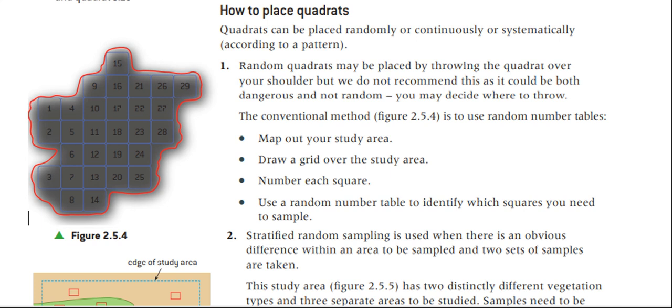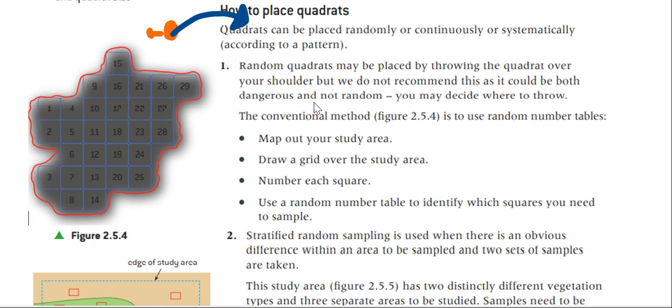Quadrats can be placed by throwing the quadrat over your shoulder, and you don't face towards the direction you're throwing. So for example, I'll explain this particular line. If this is you, and you're facing this side, what you'll do is throw to the opposite side behind yourself so that you don't see where you're throwing, okay? Or you could also tell someone else to help you out with that. You can tell someone who doesn't really know what's going on to throw, so that the person cannot be biased about that.